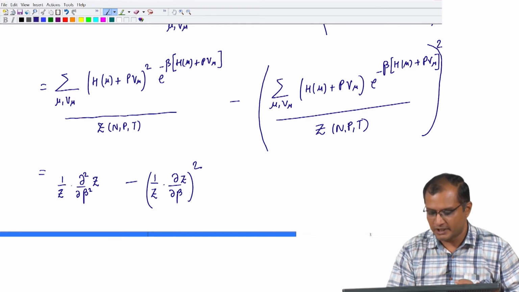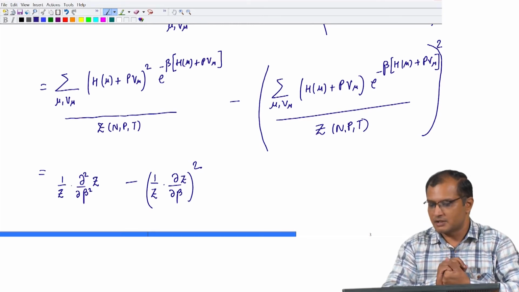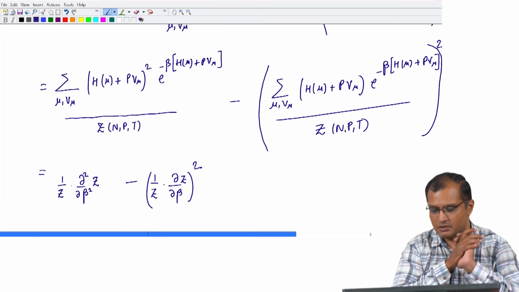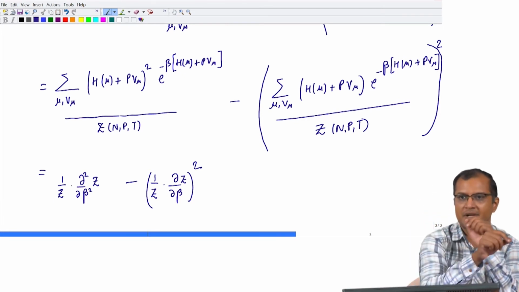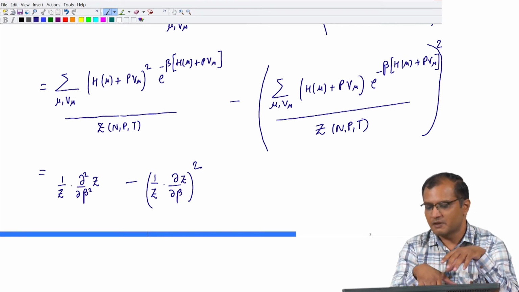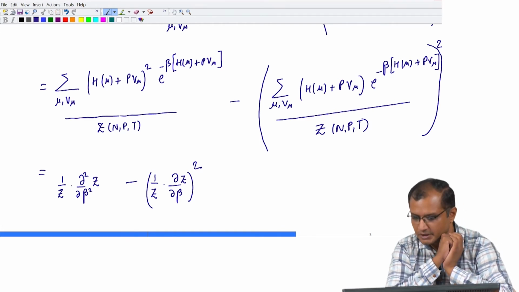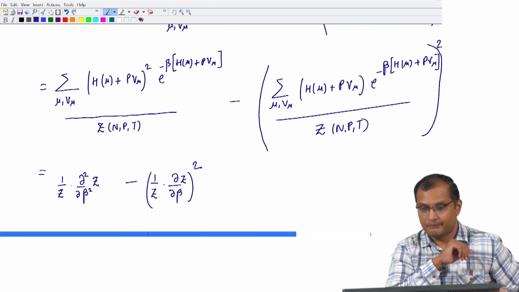If you take one derivative with respect to beta it will pull out a minus H, but look, there is a square outside. So if you take out the minus sign and square it, it becomes positive. The other minus sign is because the entire second term is taken negative.